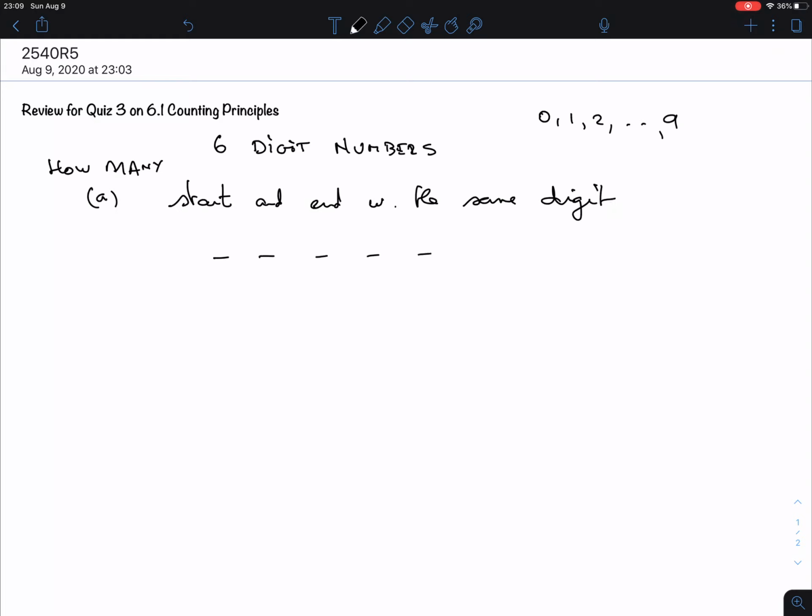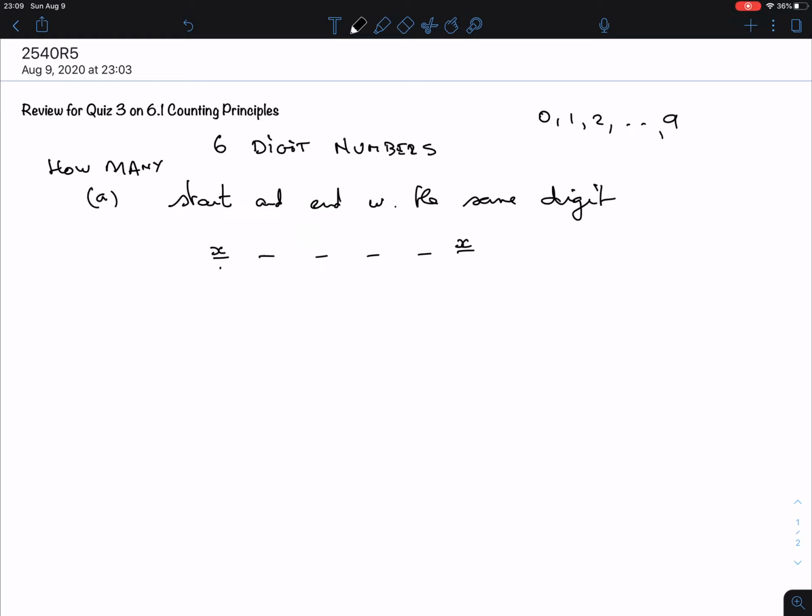There are always 6 positions. I'm going to choose here an x, and whatever this x is, it has to also be my last digit. Then we have the 4 remaining digits, but there's no more restriction, so these could be any digits. I'll put y, y, y, y. They are different digits, so I don't mean to say that they're the same.